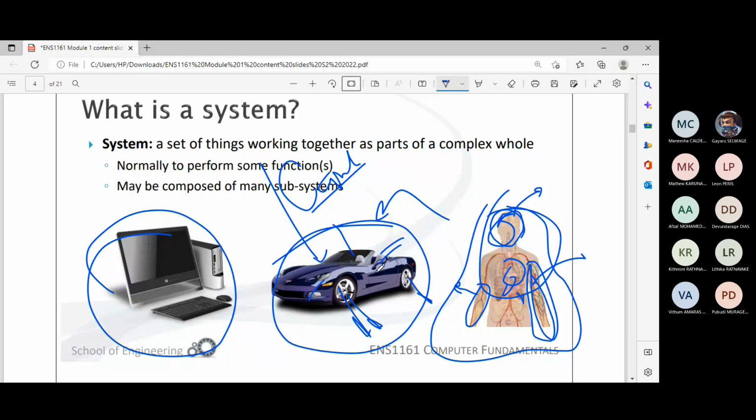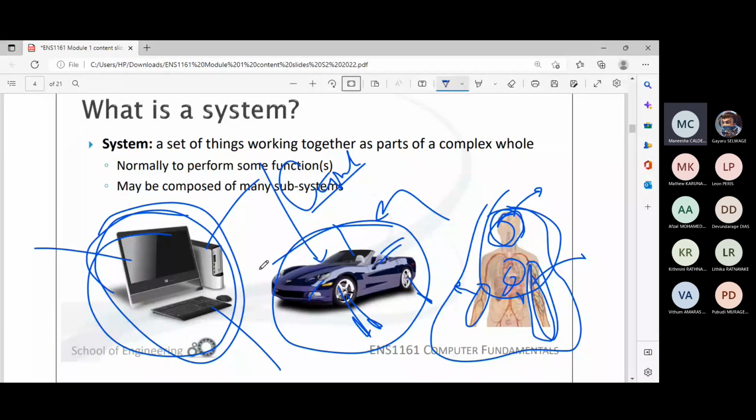Basically, the same situation applies to a computer. We could divide it into separate components, and we can state what each one is. Very simple concept. So finally, you should understand a system is something that is created or produced by combining different subsystems.